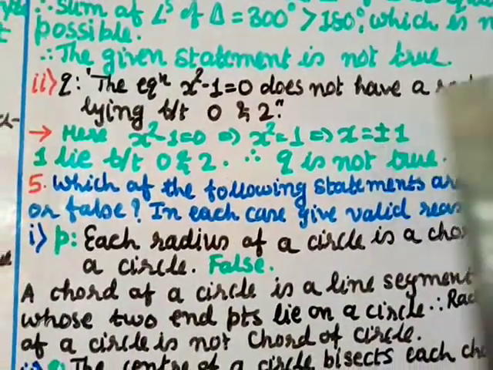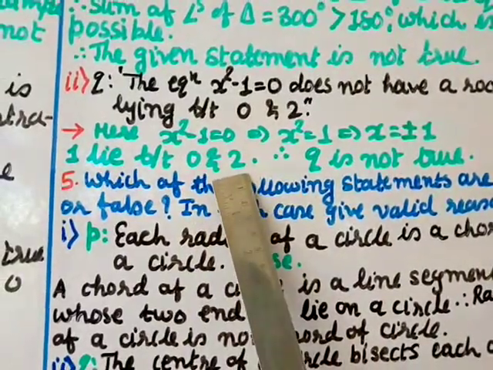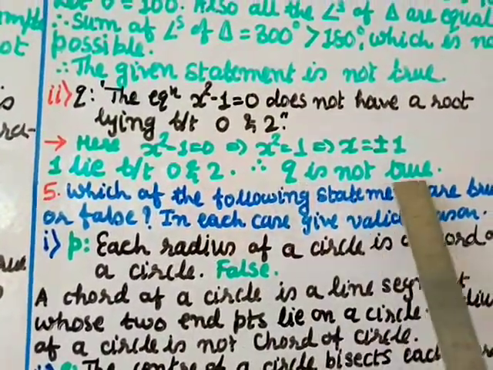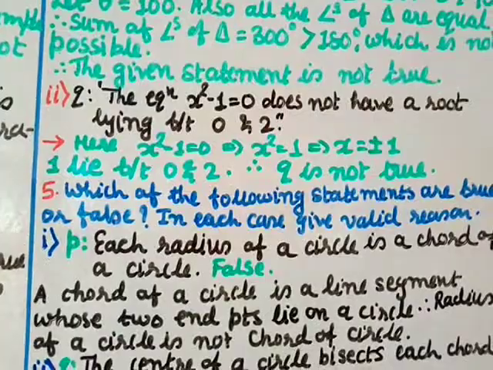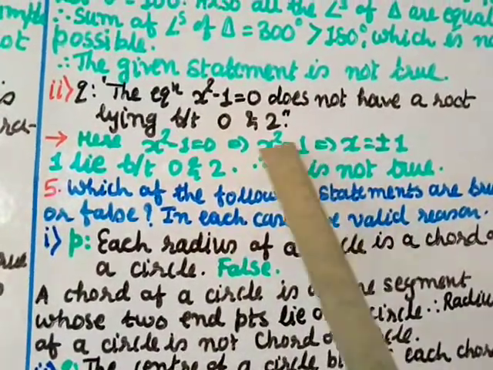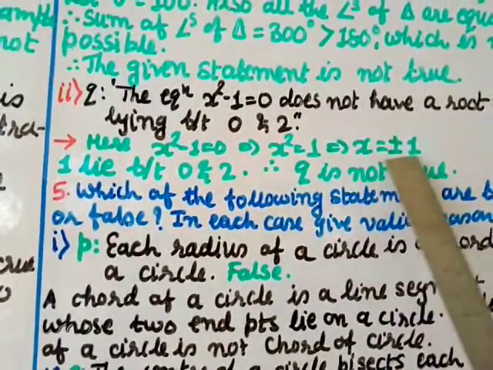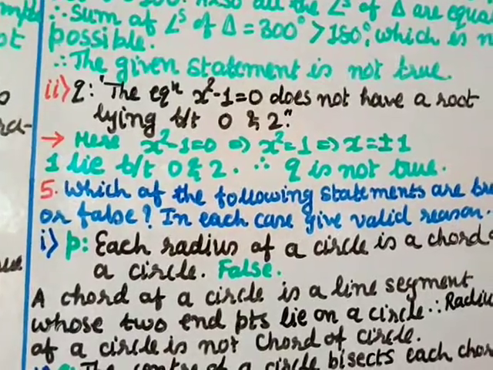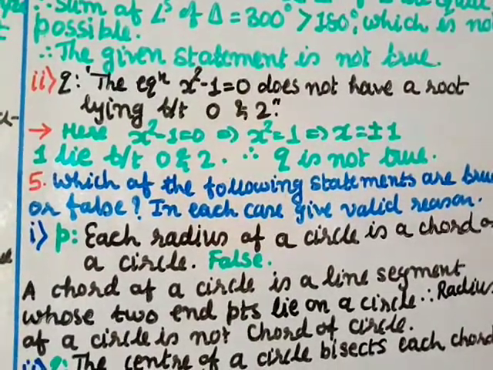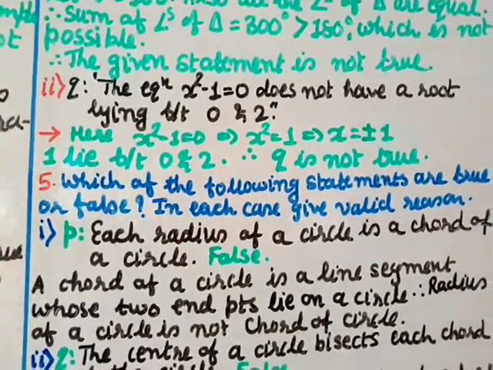Now the plus 1 will lie between 0 and 2, right? So we can say Q is not true. So the given statement is false. So when you solve this, you directly get the answer as plus or minus 1, but we have to take only the one which lies between 0 and 2, that is 1.